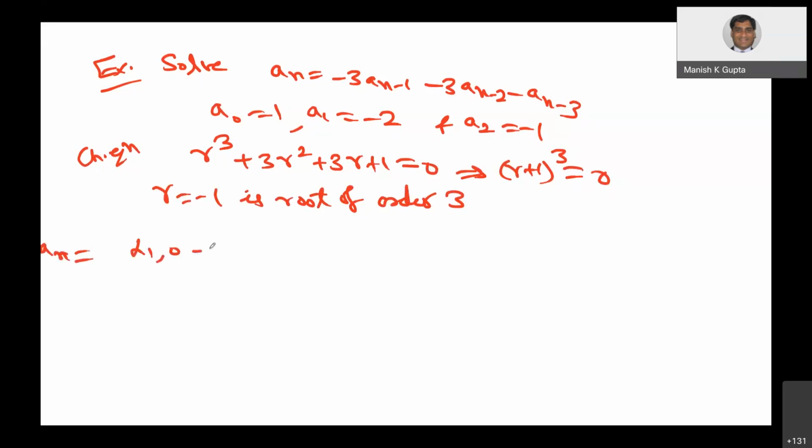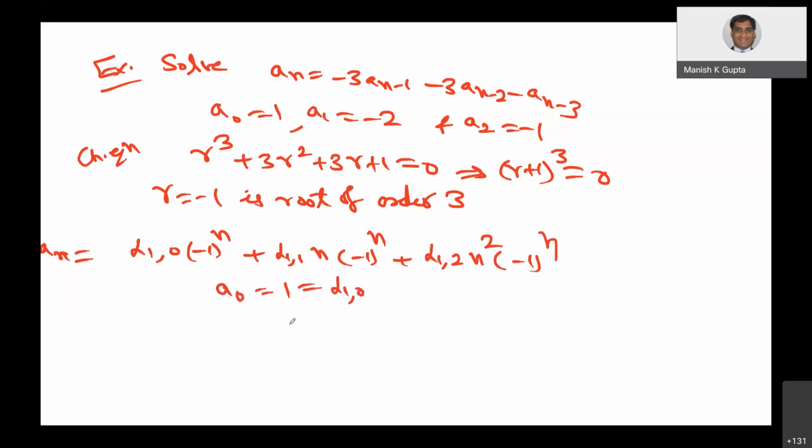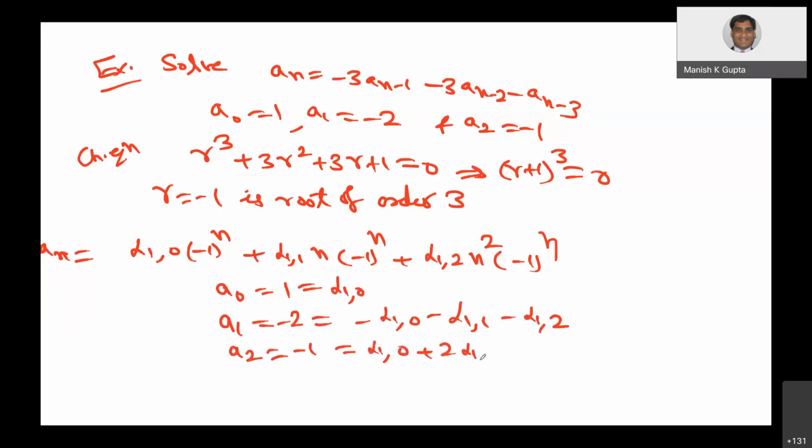So the solution a_n will be alpha 1,0 times (minus 1) raised to power n, plus alpha 1,1 times n times (minus 1) raised to power n, plus alpha 1,2 times n square times (minus 1) raised to power n. Now using initial conditions, a0 is equal to 1 is equal to alpha 1,0; a1 is equal to minus 2 is equal to minus alpha 1,0 minus alpha 1,1 minus alpha 1,2; and a2 is equal to minus 1 is equal to alpha 1,0 plus 2 alpha 1,1 plus 4 alpha 1,2.